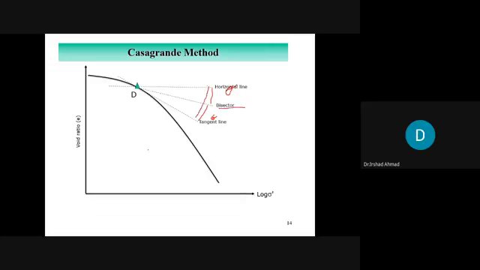What then you do, you have a linear part, right? So you produce this linear part back, like this. You see, I have produced this back. This point of intersection between the produced back line and the bisector, you locate this point here. That point is very important. That point corresponds to pre-consolidation pressure. So this is how you find out the pre-consolidation pressure.